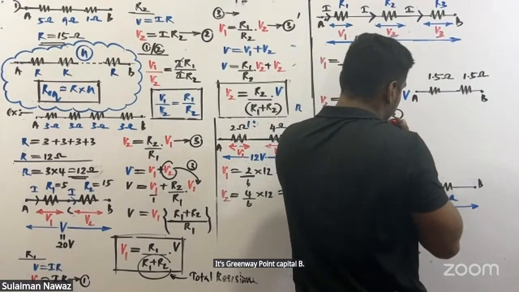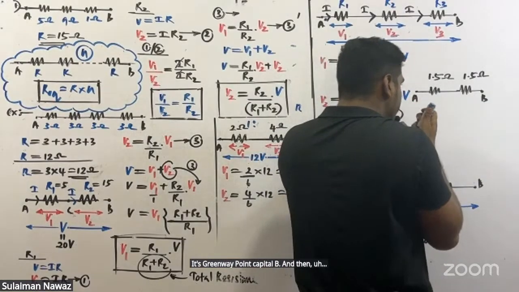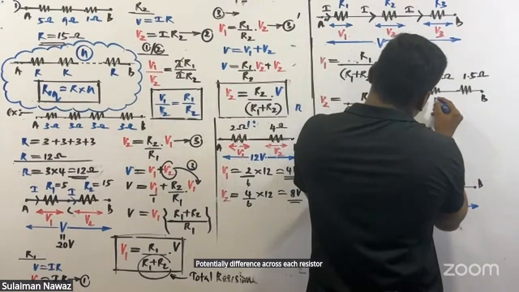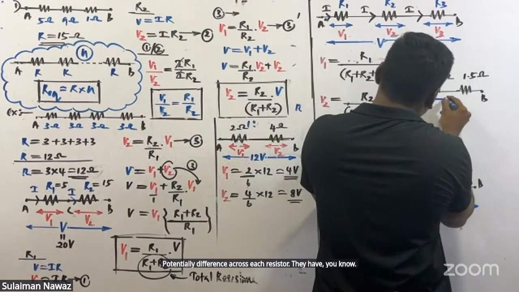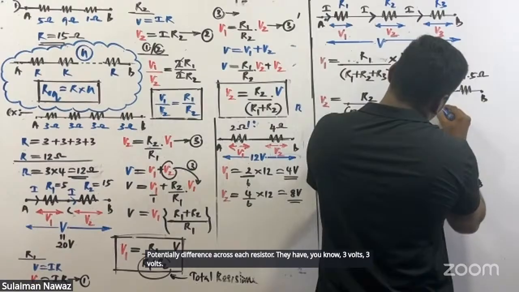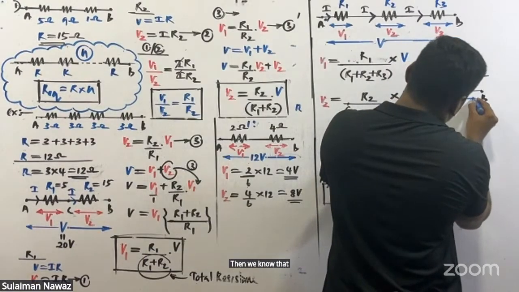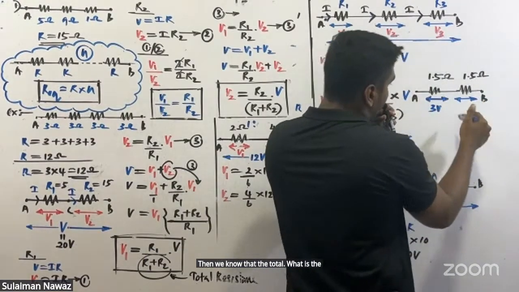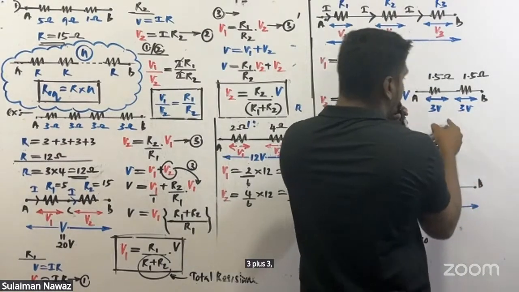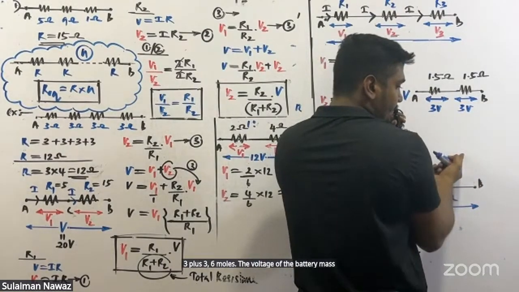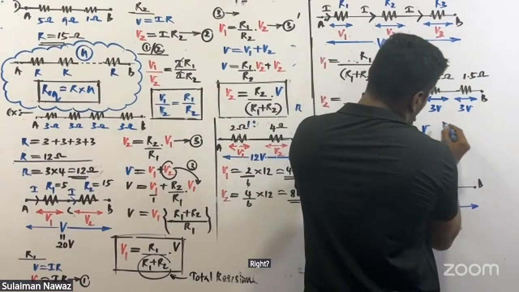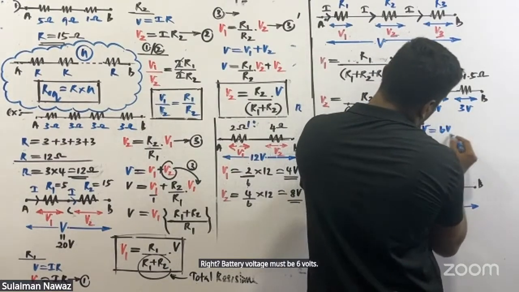The potential difference across each resistor is given as 3 volts, 3 volts. Then what is the voltage of the battery? 3 plus 3, 6 volts. The battery voltage must be 6 volts.